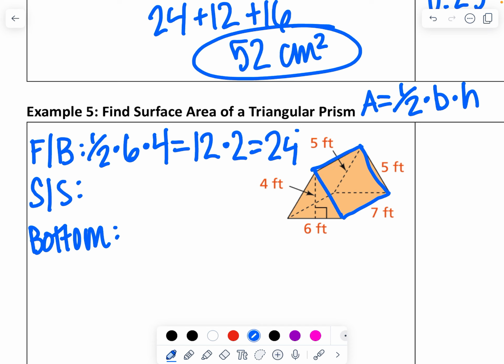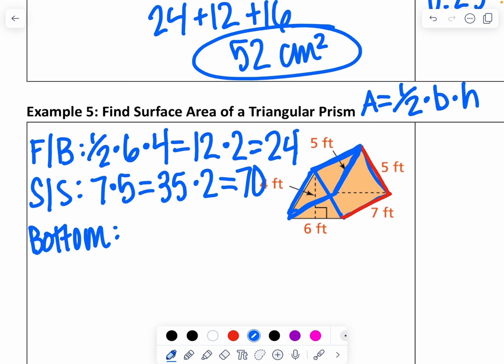Okay, there's a lot of numbers, so you got to make sure you're paying attention to the correct one. So my base of my rectangle is 7, and the height is 5. So I would do 7 times 5. I do not multiply this one by half because it's not a triangle. It is a rectangle, so we just do base times height. So 7 times 5 is 35. The left side is the exact same as the right side, so I got to multiply by 2. So 35 times 2 equals 70.